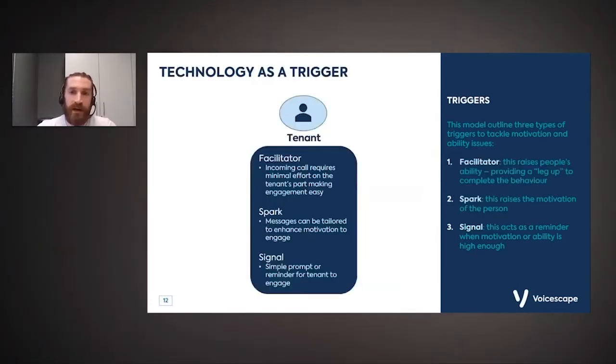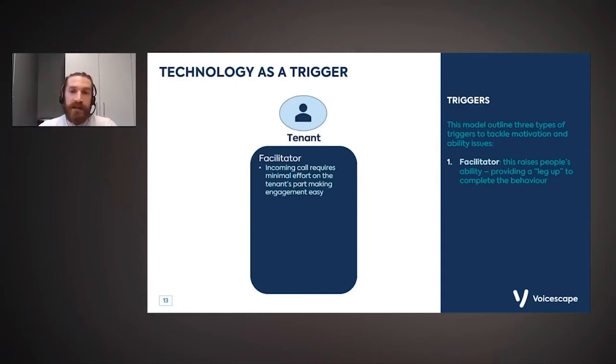So I mentioned at the start that I'd highlight how technology could impact engagement using this approach, and how BMAT provided a framework that allowed us to supplement existing processes without changing them root and branch. So I'll give you a quick example in relation to our collections for former tenant arrears technology. One of the key benefits of this technology is it is able to cover all 3 types of triggers required to facilitate behavior change.